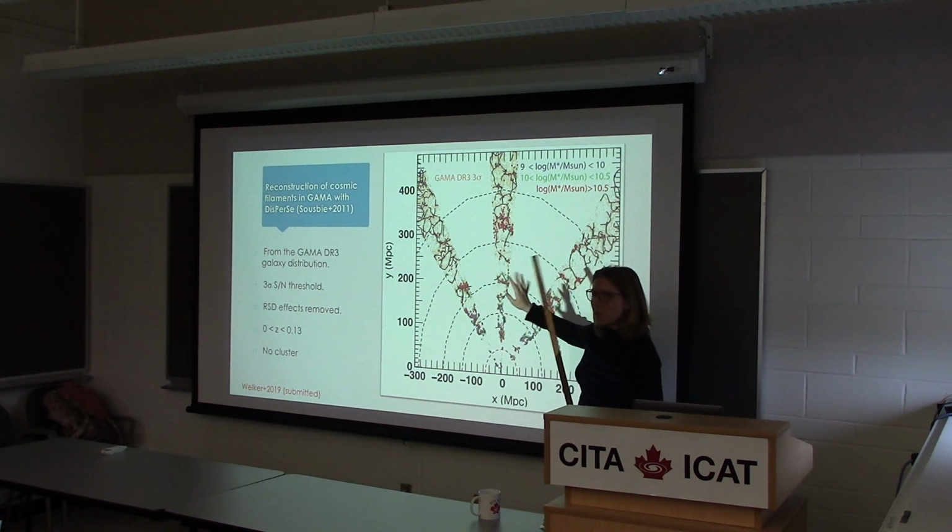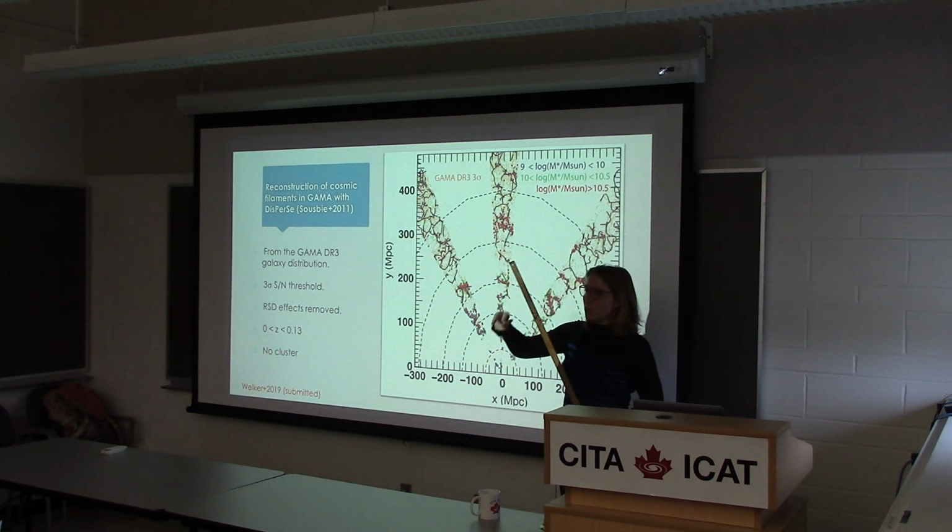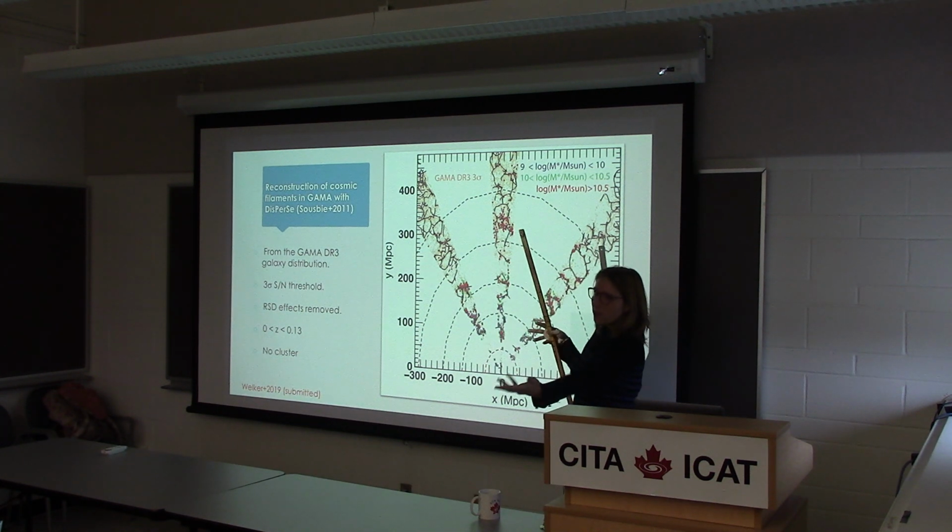Pretend there's no redshift space distortion and look at the results that you have. In that case, you get a spurious filament along the line of sight that is due to the groups that are stretched along the line of sight.